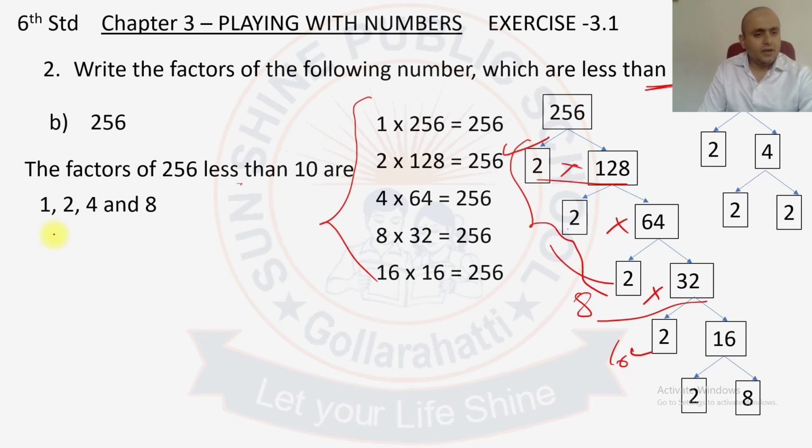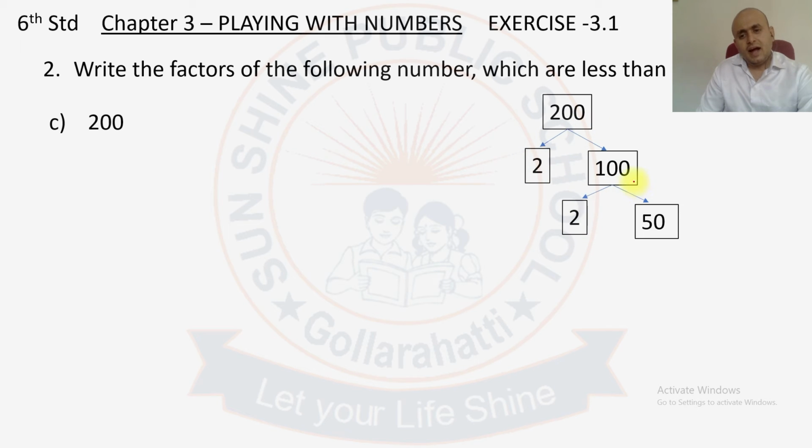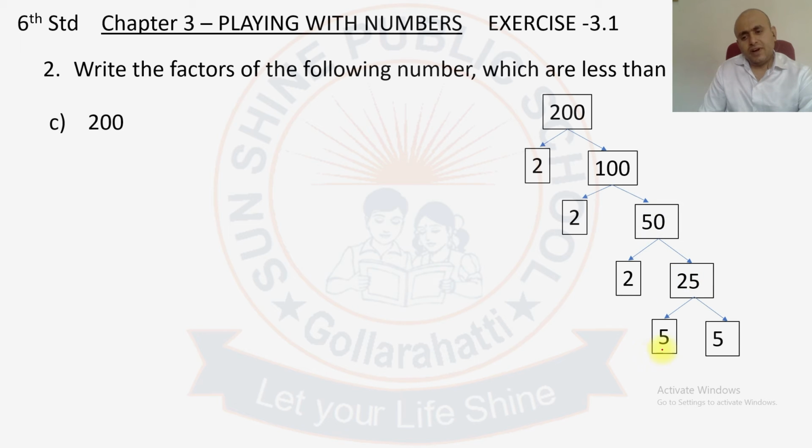less than 10 are 1, 2, 4 and 8. These are the factors of 256 less than 10. Only numbers less than 10 should be written. Second question, 200. So, 200, we find the factors: 2 divided by 2, 2 into 100 is 200, and 2 50s are 100, 2 25s are 50, so 5 5s are 25.